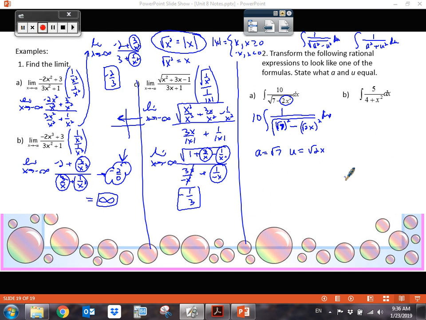The next one. So I'm going to pull the 5 out, 1 over. Pretty straightforward. This is the number. That's the a part. I need this to look like something squared. I think that one's pretty straightforward for us, right? That would be 2 squared. And I don't have to do anything to this. It's already x squared. So basically, a would be 2. And if you want to write u would be x, that's what it would be. But it's already in the form that we want it in.